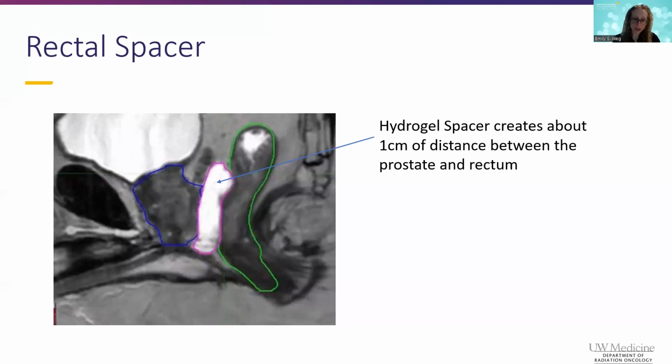But when we don't like to use a rectal spacer is when there is any concern that there may be some cancer cells in this space between the prostate and the rectum, because the last thing we want to do is disrupt cancer cells or potentially move them further away from the prostate and out of the radiation field. So, not everybody can get a spacer. When we can, we use it and it's great. And most patients who don't get a spacer also do just fine.